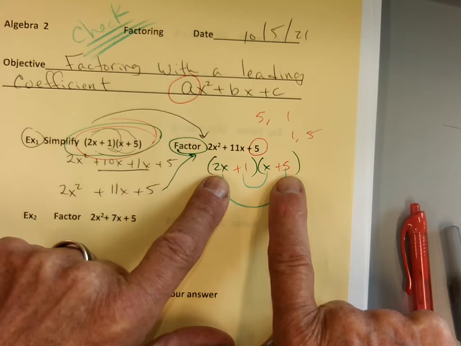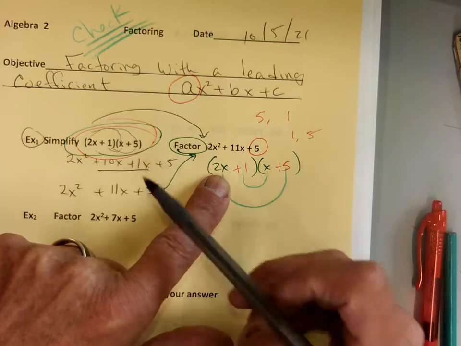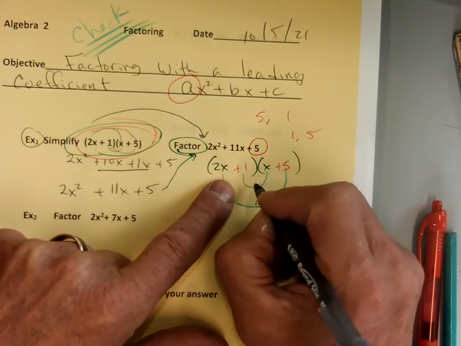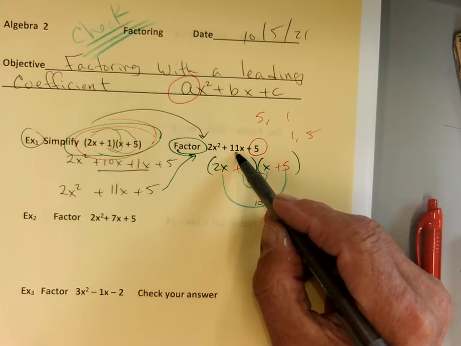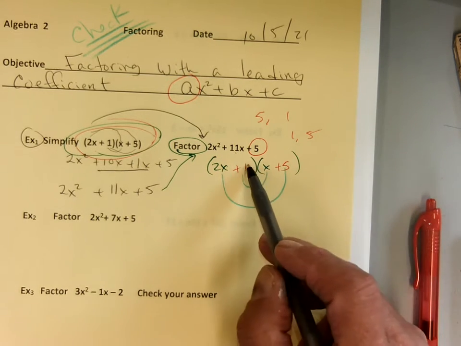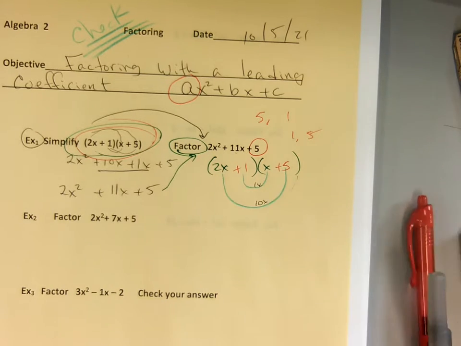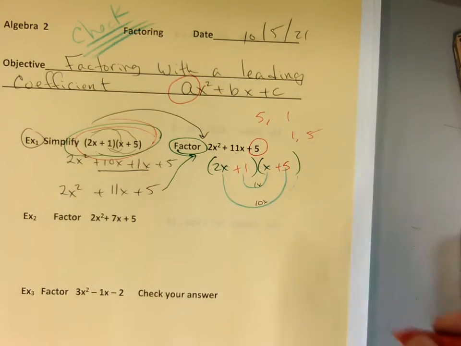2x times 5 makes it 10x, right? Here's just my check. I have to check it. That's a 10x. 1 times x is a 1x. Together they make the 11x. This works, so I know I have the right answer. If my double smiley works, makes the middle term, I have the right answer. All right, good. So I'm just going to circle that as my answer, okay?